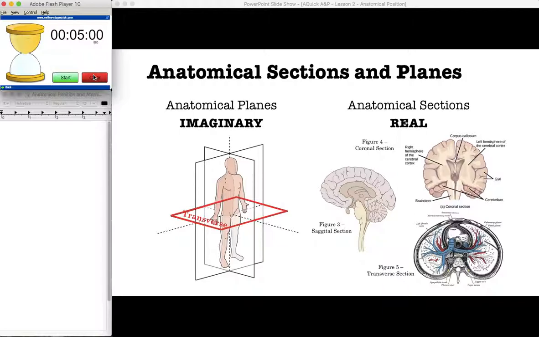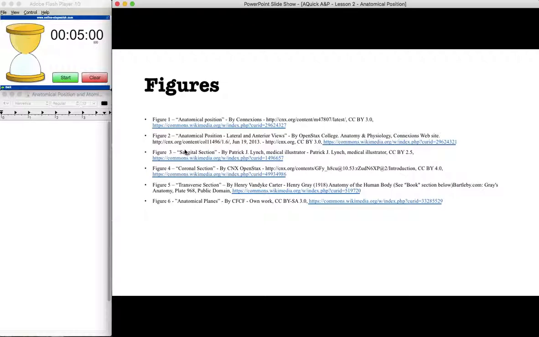Went a little over, unfortunately. Sorry about that. But some take-home points. And here are our figures, so I don't get in trouble.